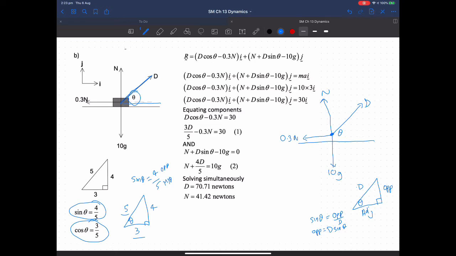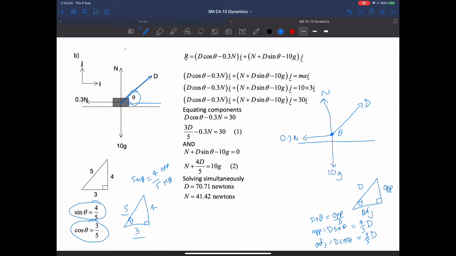And we know sine theta is 4/5. That will come out to be 4/5 D. We also know the adjacent side is D cos theta, using a similar process, which will be 3/5 D. We know we can look at all the resultant forces operating on this point, this object.